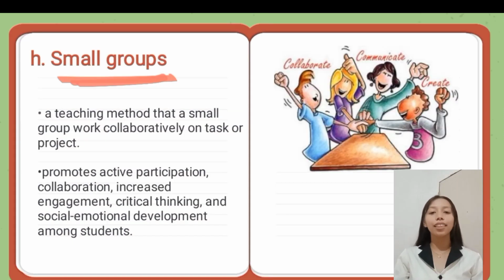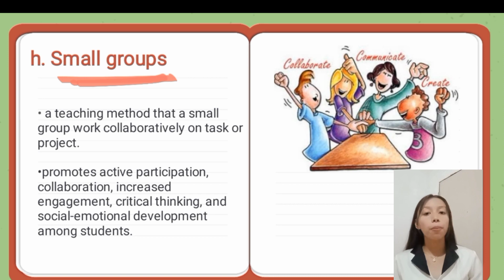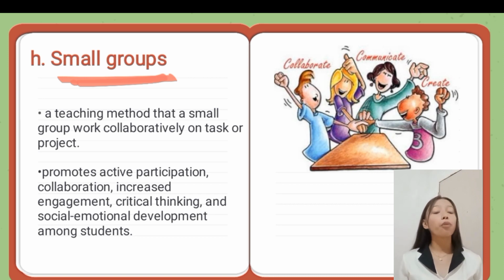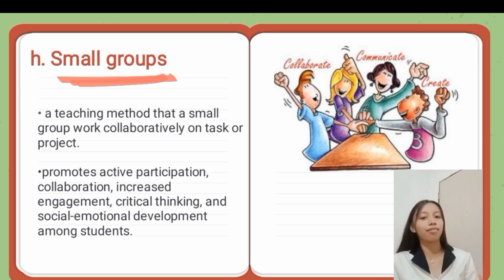The eighth learner-centered instructional strategy is the small groups. Small groups is a teaching method in which a small group works collaboratively on a task or project. This occurs when the teacher groups the learners into a small number and provides a task to work on. It needs cooperation, of course, in order to accomplish the task. And of course, the members of a group will assign roles in order to specify each function.